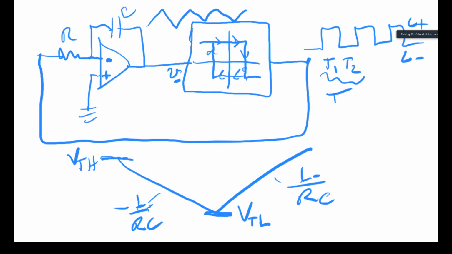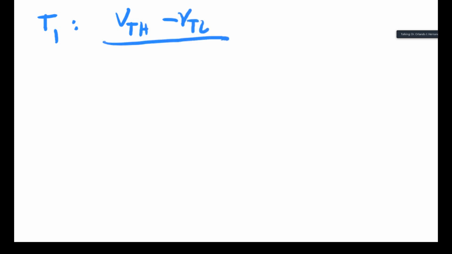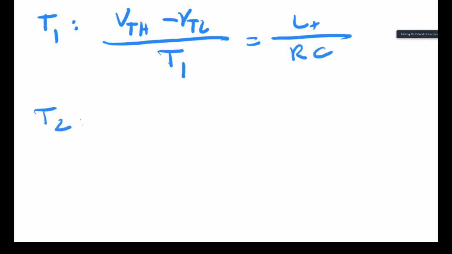So let's take a closer look. So we said that this is T1 and this is T2. All right. So let's look at T1. Just looking at the graph, and from the graph computing the slope, VTH minus VTL, that's going to be L plus divided by RC.